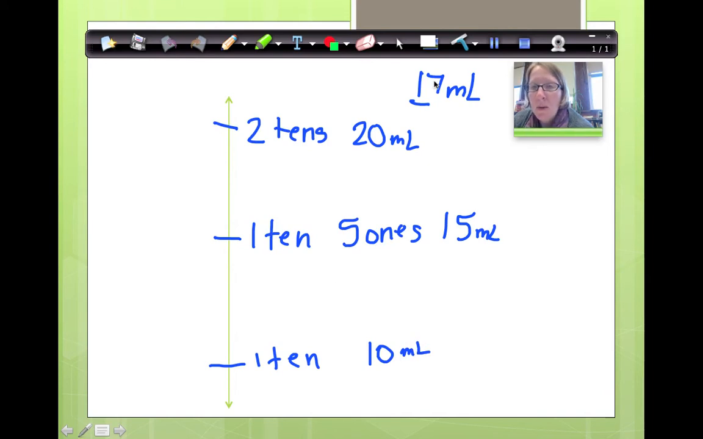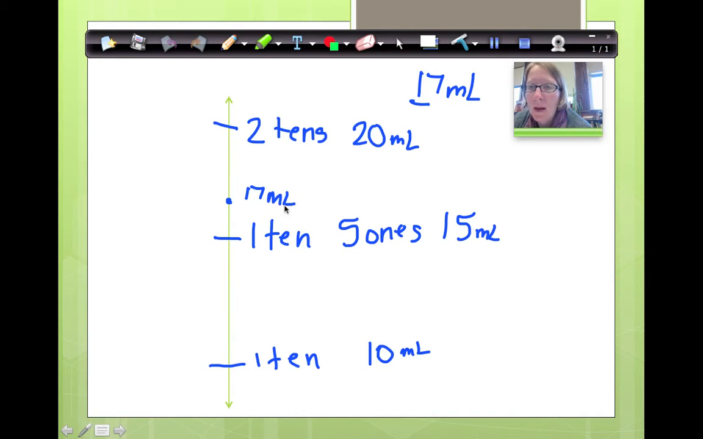Now where does 17 fall? It's not 16, it's not 19, it's going to fall about right here. Here's about 17 milliliters. Am I going to round it down or am I going to round it up?